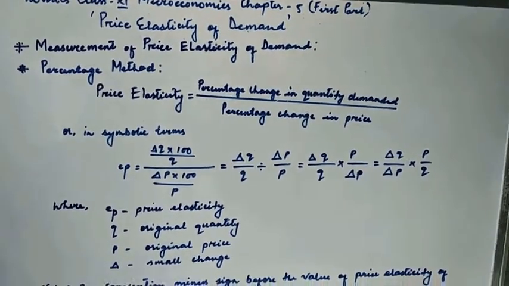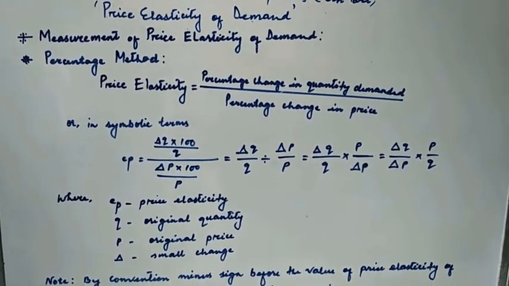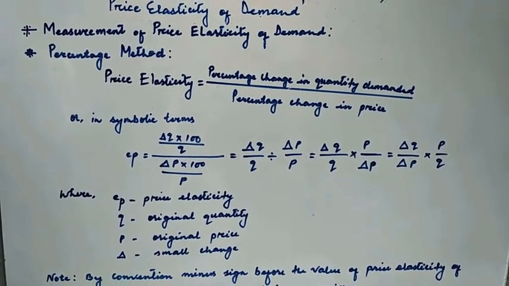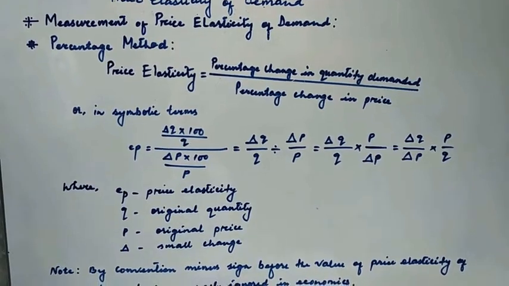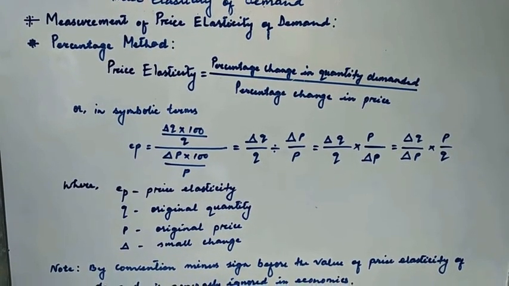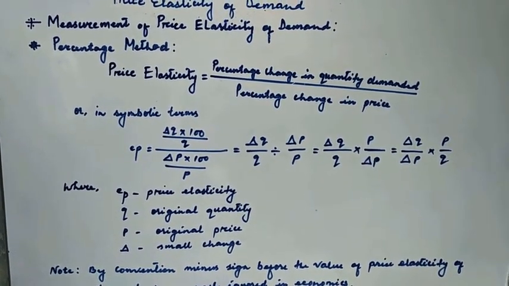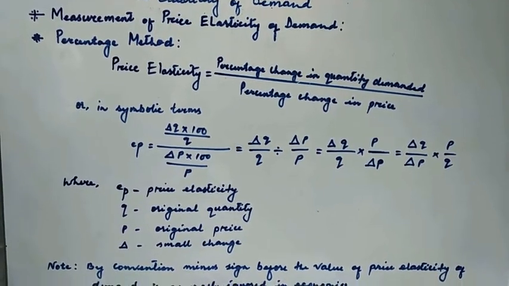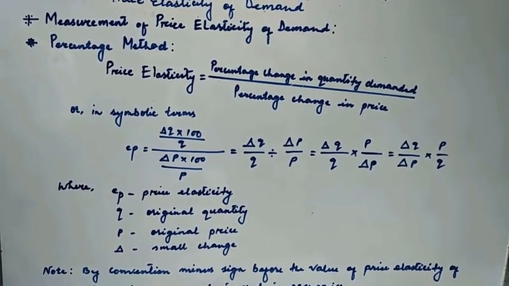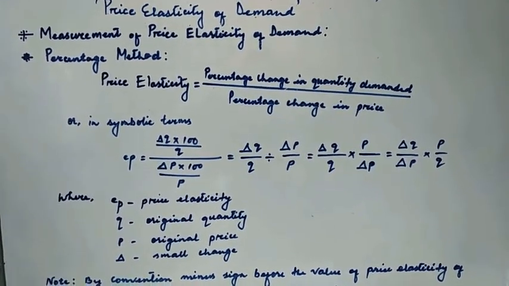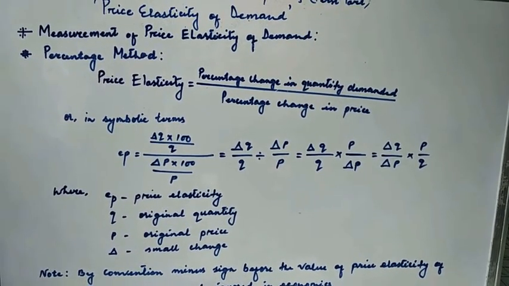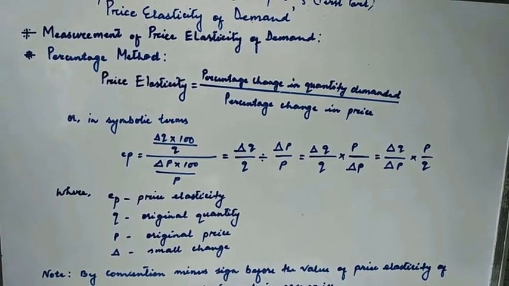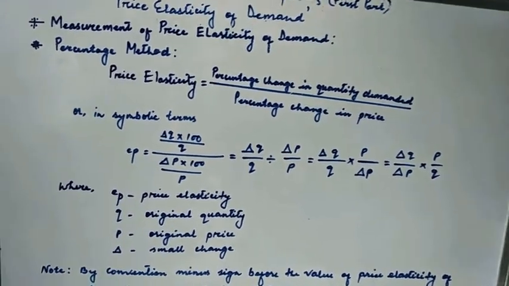So in the previous classes we have discussed price elasticity, their types, and then perfectly inelastic and perfectly elastic. Those are the two extreme cases of elasticity of demand or price elasticity of demand. So after discussing all those, we go forward to measurement of price elasticity of demand.